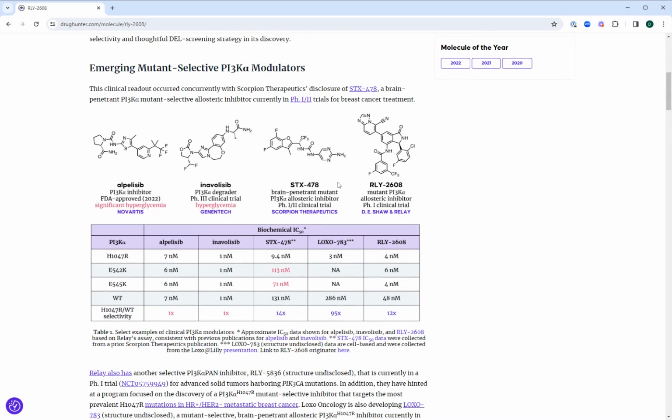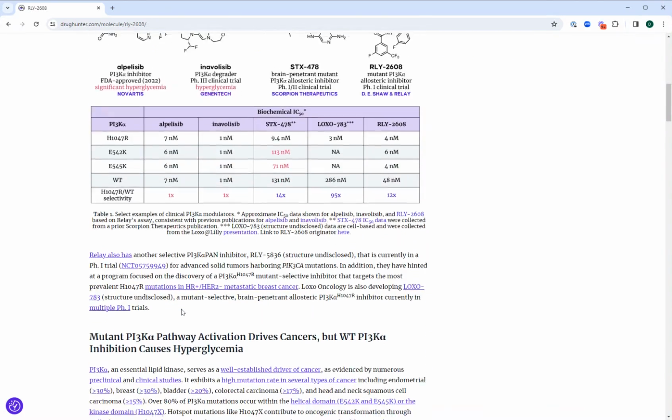So we'll give you a comparison here with the biochemical IC50 data and the selectivity data of wild type over mutant. And what you can quickly see is that both the Scorpion compound, which is also an allosteric inhibitor of PI3K, as well as the compound that we're talking about here from Relay Therapeutics, also an allosteric inhibitor, are way more selective over the wild type PI3 kinase.